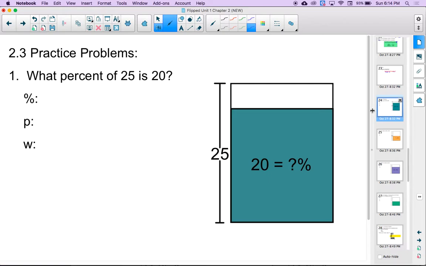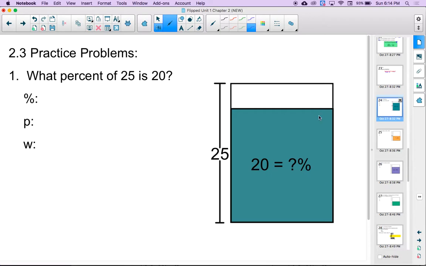Let's look at our first practice problem. Number 1, what percent of 25 is 20? So here's what I want you to do. I want you to write down percent, P, and W, because we want to get this information set up and ready to go before we start solving with our proportion.